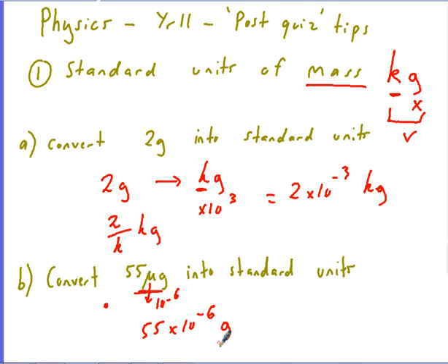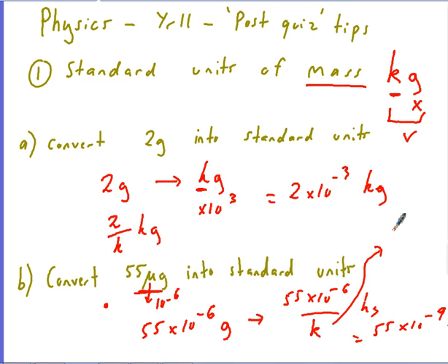Then we want to convert that to kilograms. So once again, all we've got to do now is 55 times 10 to the minus 6 on k kilograms, which will give me 55 times 10 to the minus 9 kilograms. And don't forget k just means 10 to the 3. So all I'm doing is dividing that number by 1,000 to convert from grams into kilograms.